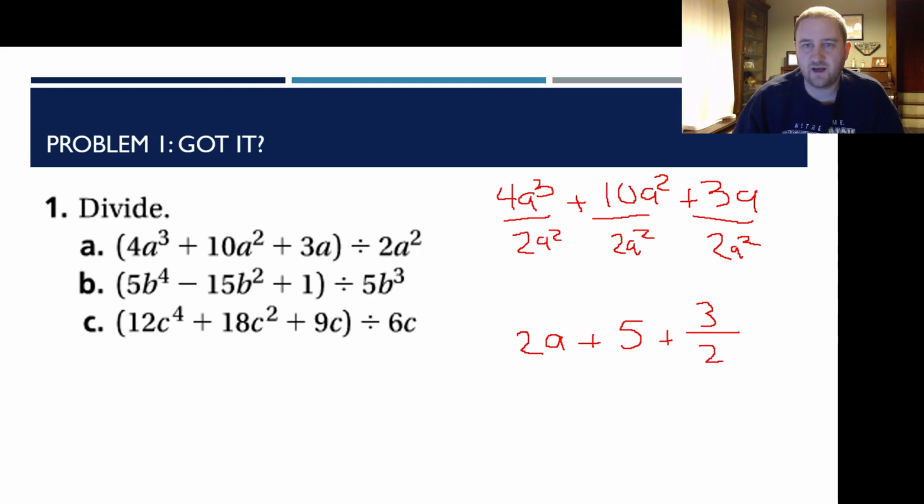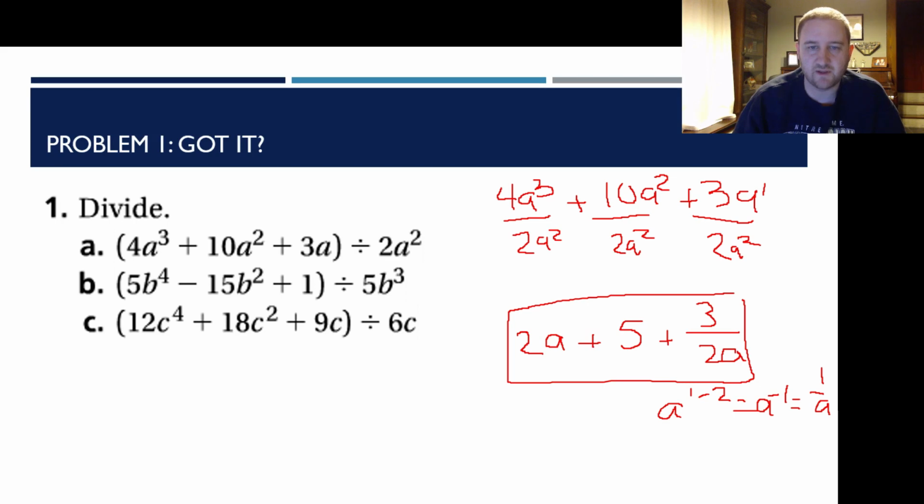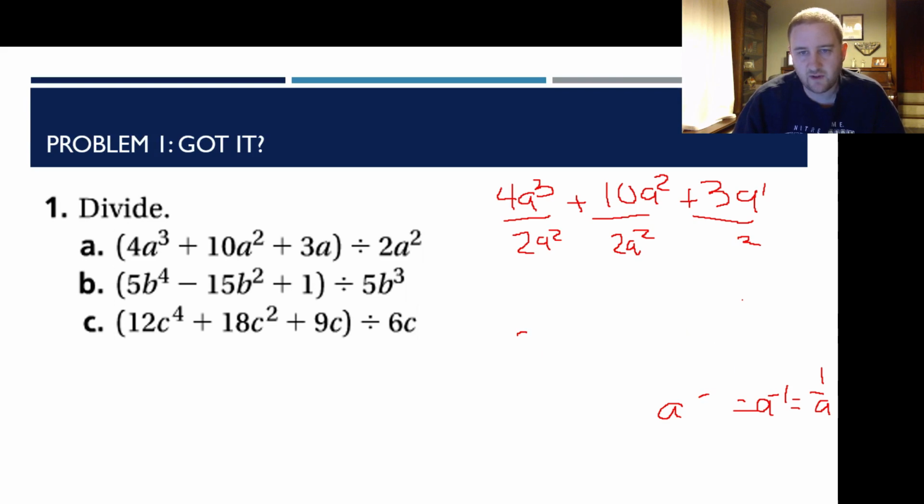And then here we've got a to the first divided by a squared. So a to the 1 minus 2 is a to the negative 1, which is 1 over a. So our a needs to go on the bottom of this fraction. Since we already have a fraction, it makes it easy. The a goes on the bottom with the 2. So this is our result. 2a plus 5 plus 3 over 2a. Okay? All right, let's do one more.